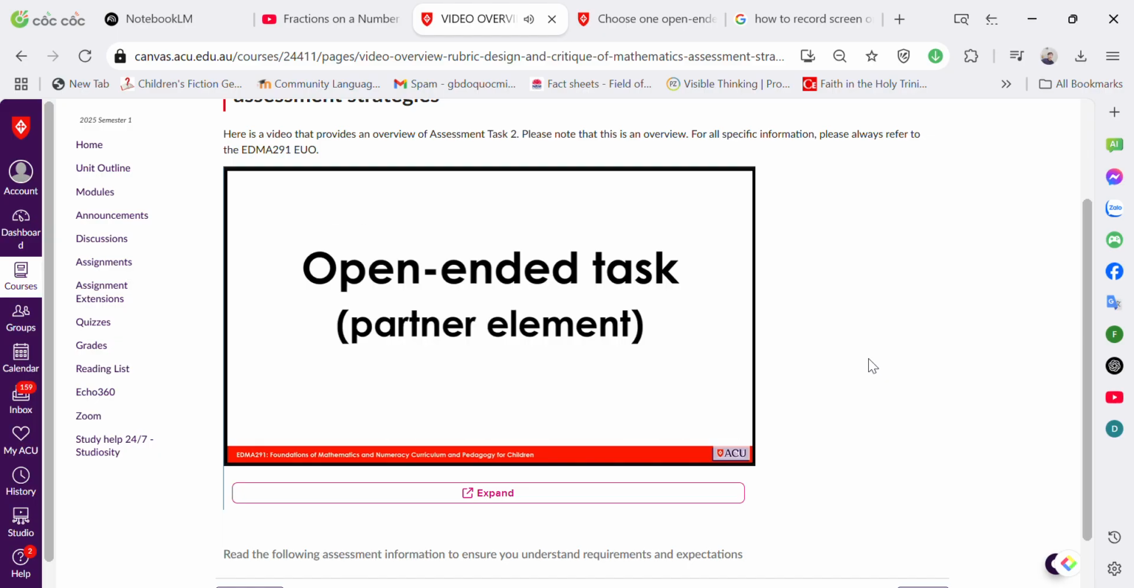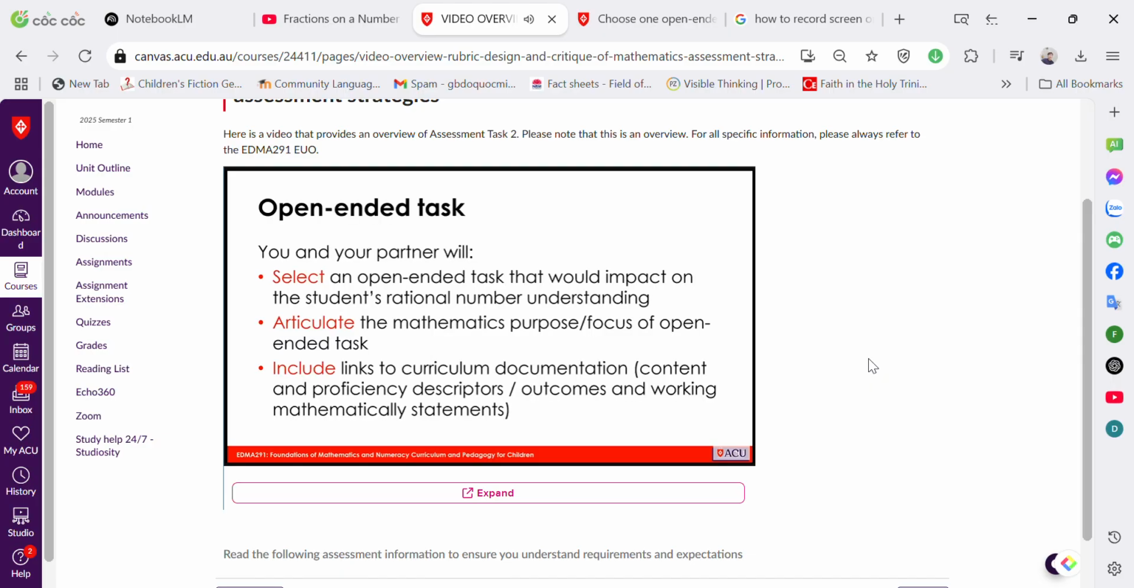Let's have a look at the open-ended task section. So this is a partner element should you choose to work with a partner. I'm going to recommend working with a partner because you're going to be able to develop and engage in pedagogical reasoning. And the reason why we've included this is teachers work in partnership all the time when they're working in schools.